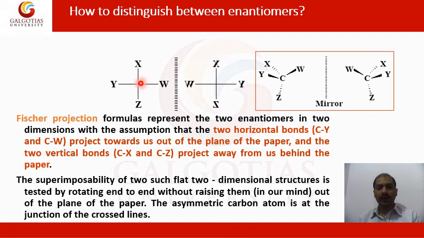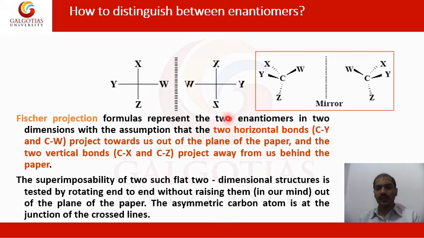So in this molecule, this bisecting center is representing carbon. So this is Cy and Cw projects towards us, because this is projecting towards us, like Cy and Cw towards our eyes, because we are looking at this molecule. So this is towards eyes or us, out of the plane of the paper, and the two vertical bonds project away from us, behind the paper. So these two are the rear side.